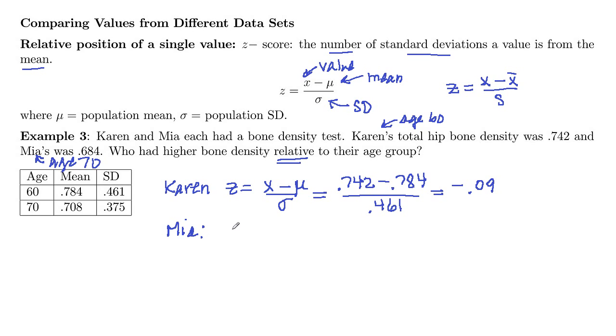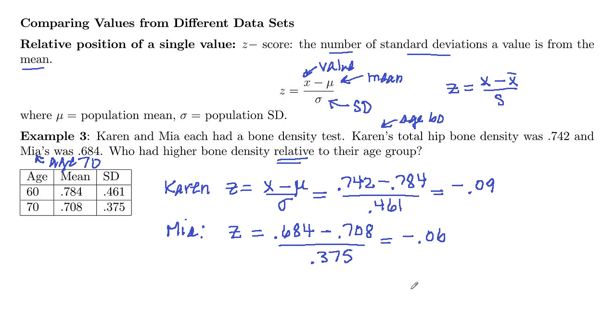For Maya, we're going to do the same calculation. So the value minus the mean. So her value is 0.684, minus the mean for her age group, 0.708. And then divide by the standard deviation for her age group, 0.375. To two decimal places, that is negative 0.06.